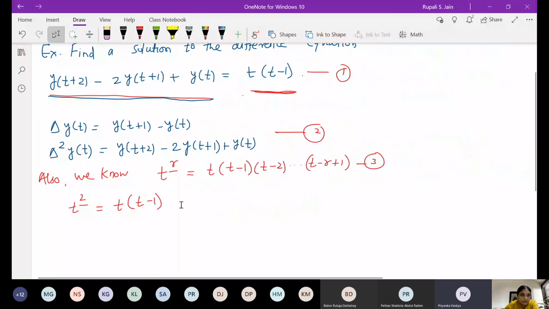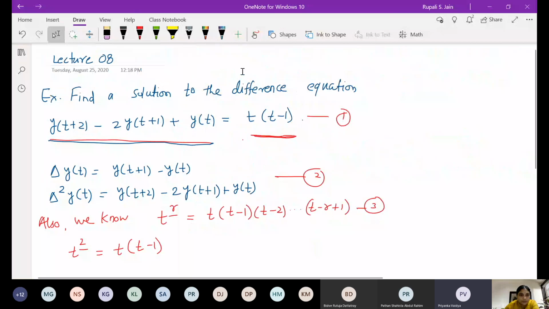What I am saying is, we want to find a solution for this difference equation. This equation represents a difference equation, and now I want to find its solution. Whatever properties I have proved, depending on those I will find its solution. First I will write the LHS in terms of the difference operator: the LHS of equation 1 is nothing but delta square yt. And the RHS I will write in terms of t to the r falling, so t to the 2 falling.